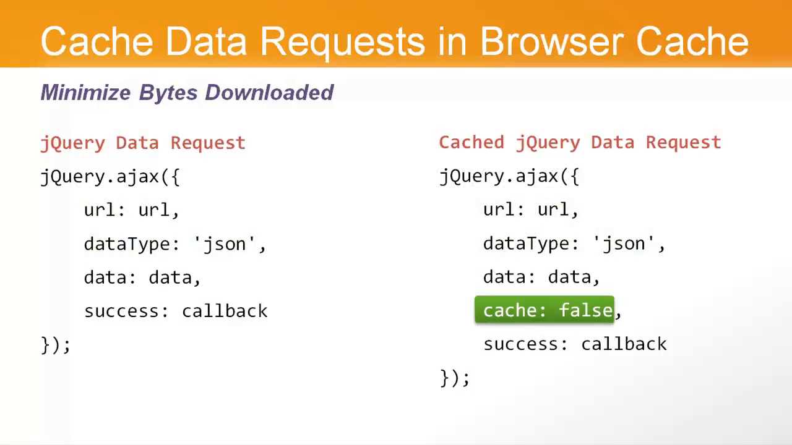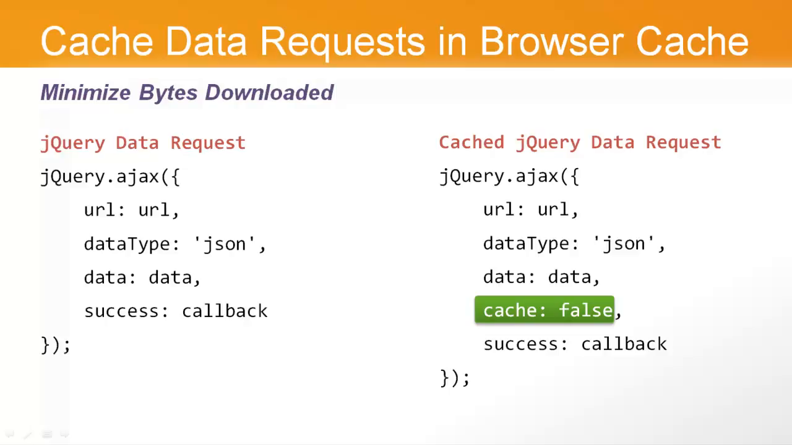Next is caching the data request in the browser. That means that whenever we make a data request to the server, we can cache that data, especially for things like catalogs and things that we're going to end up putting in combo boxes that will not change over all that time. So we can take advantage of that. And one of the great things is that jQuery already uses that by default.